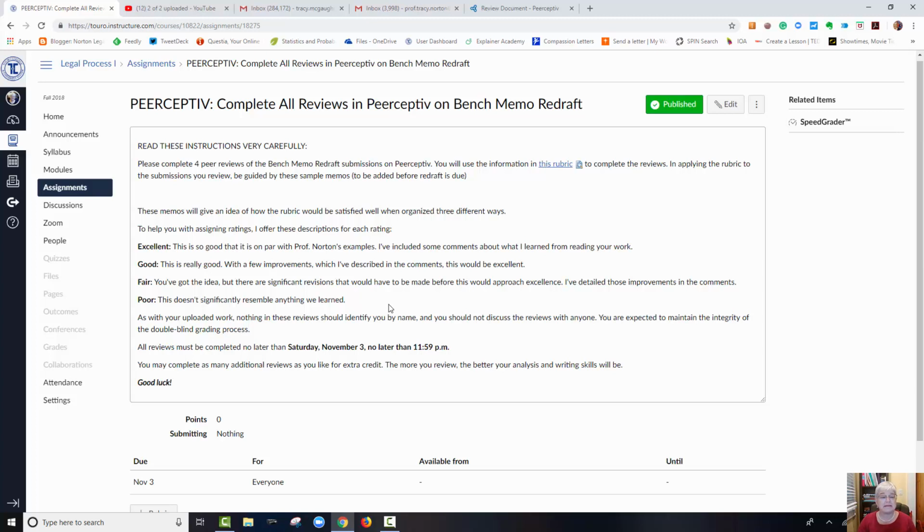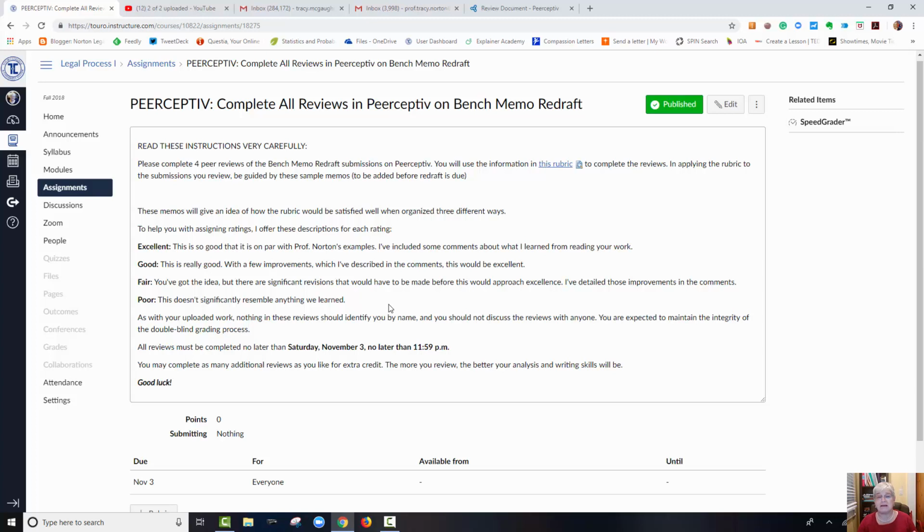A 5 means that it's really good with a few improvements, which you would describe in your comments. This would be an excellent submission. It's not quite there yet, but if you make the adjustments, it would absolutely be there. Fair, you've got the idea, but there are some significant revisions that would have to be made before this would approach excellence, and you detail those improvements in the comments. And then poor indicates that this doesn't significantly resemble anything that we've learned, that you can't really tie to anything that was supposed to be written in the document.